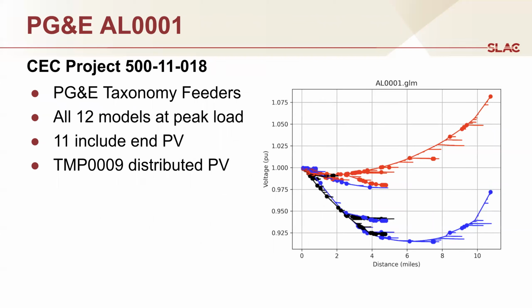Here's an example of one of the PG&E feeder models. And so the PG&E feeder taxonomy models were generated around 2015, I believe, from a CEC project that was started now more than 10 years ago.